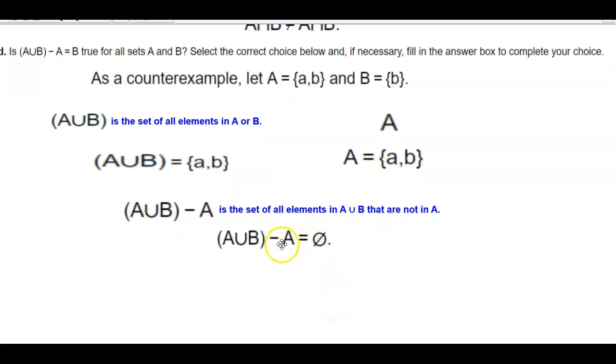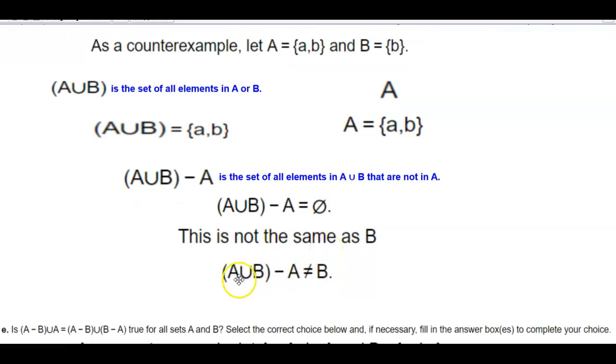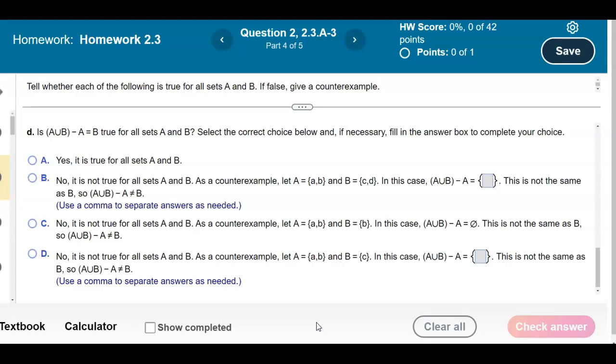Okay, now we need to compare this to set B. Well, the empty set is not equal to the element B. So therefore, this is not the same as B. So we would say that they're not equal to each other. So let's go ahead and fill in our result. So it's not true.